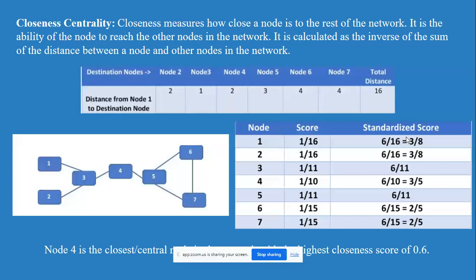We have to calculate the distance between the node 2 and the other nodes. So similarly, from node 2 we have to calculate how we will go to node 1, how we will go to node 3, how we will go to node 4, and similarly to other nodes, and then we will find the total distance. By calculating in this way, we can see that node 4 is 3 by 5, that means 0.6.